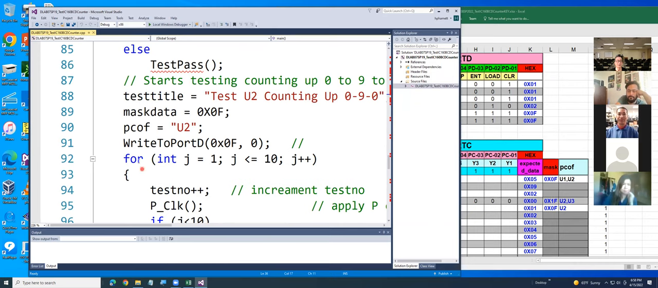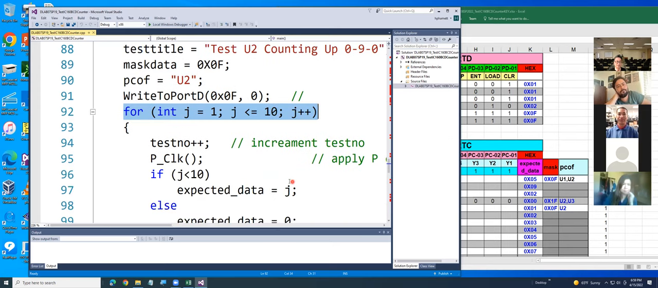First thing, you understand the loop using the for loop. For J equal 1, and the next will be if J less than or equal 10, J plus plus. That means you're telling the computer to start with J equal 1, and every time it goes through the loop, it increments J. If J equals 10, it stops. That's it.